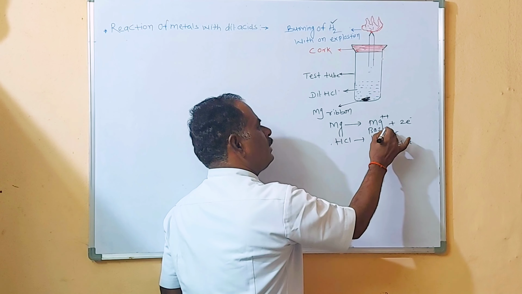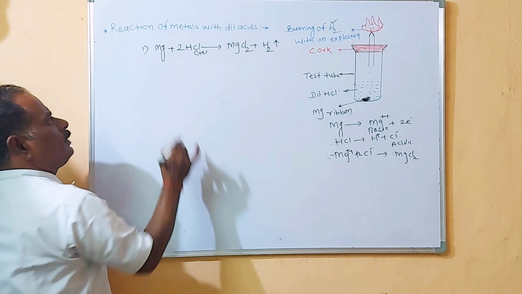Understand? It forms magnesium chloride. This reaction is directly written like this: magnesium metal reacts with dilute HCl, forms magnesium chloride salt and liberates which gas? Hydrogen gas. This is the first example, aqueous dilute HCl.